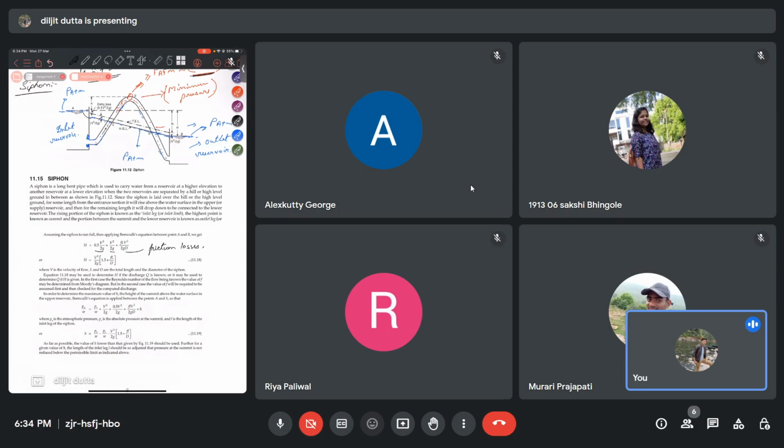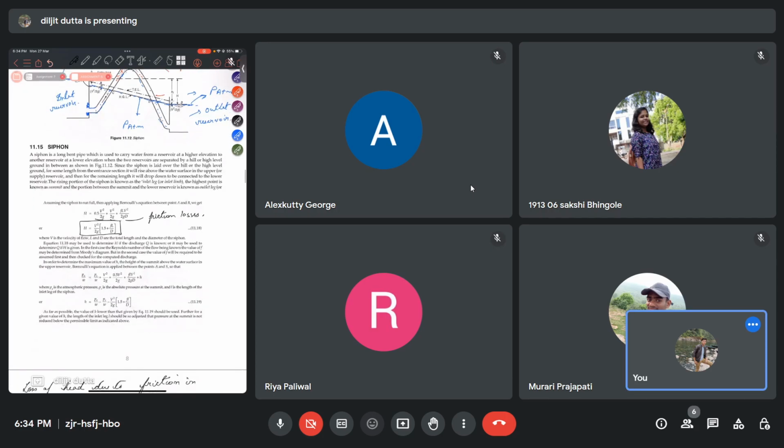So the head difference between the two reservoirs is v square by 2g into 1.5 plus fl by d. Now if we know the discharge q, we can get the value of v, and also the value of f can be obtained based on the flow being laminar or turbulent, or it can be obtained from Moody's diagram also, and then we can get the head difference between the two sections.